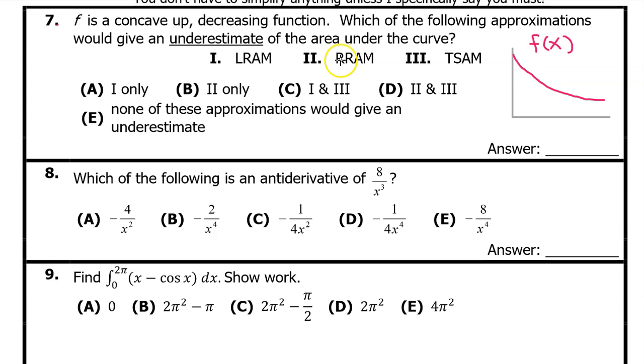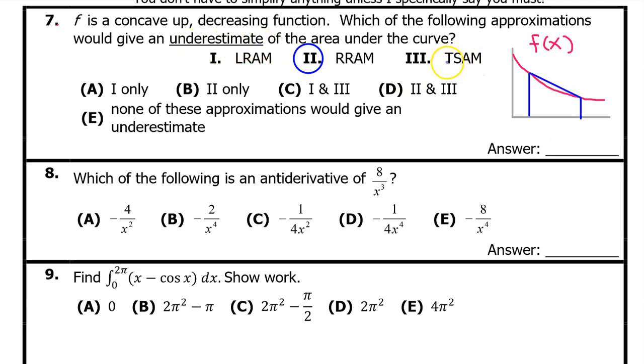RRAM stands for right rectangle approximation method. So we need to use rectangles that are drawn so that the right side of the rectangle ends right on the curve. We can see that RRAM will give an underestimate because this rectangle is leaving out this yellow area that is under the curve. So I'm going to circle RRAM as being one of the approximation methods that gives an underestimate.